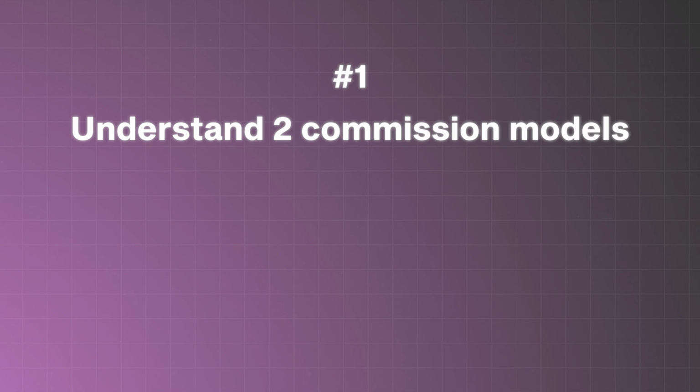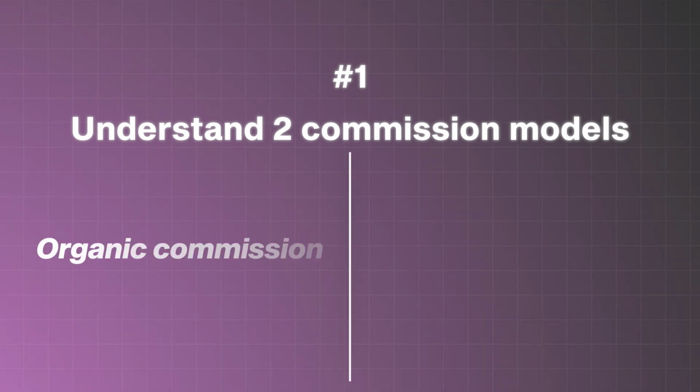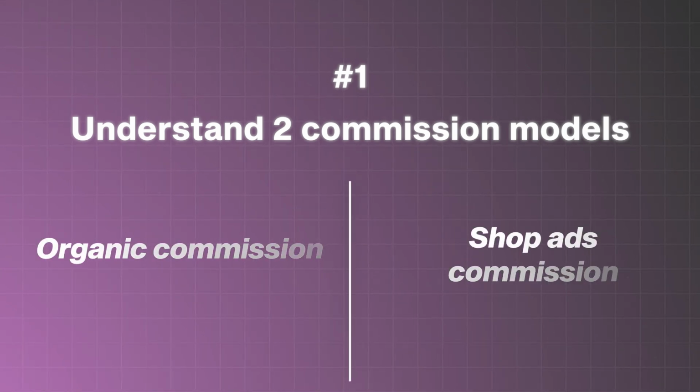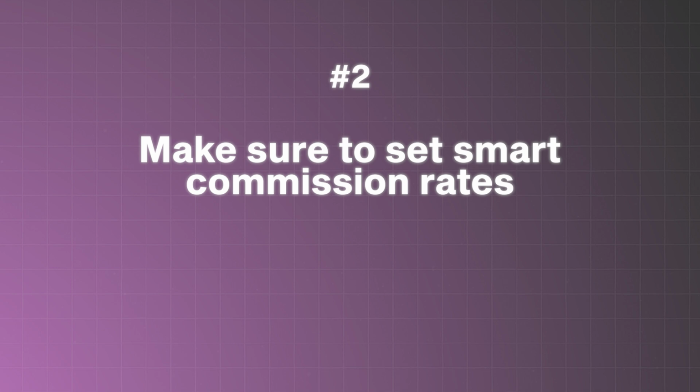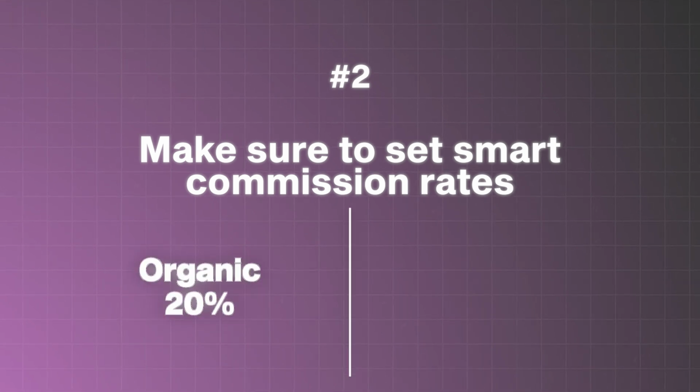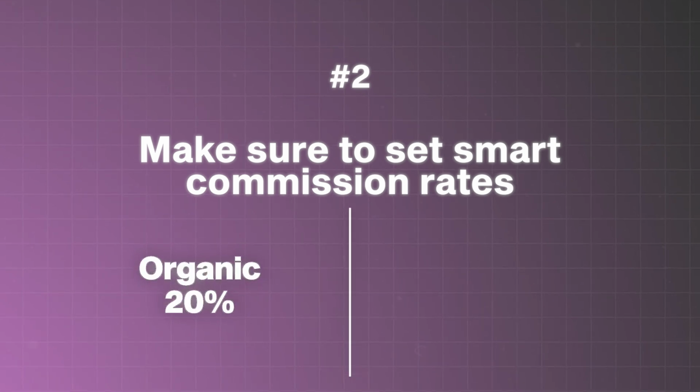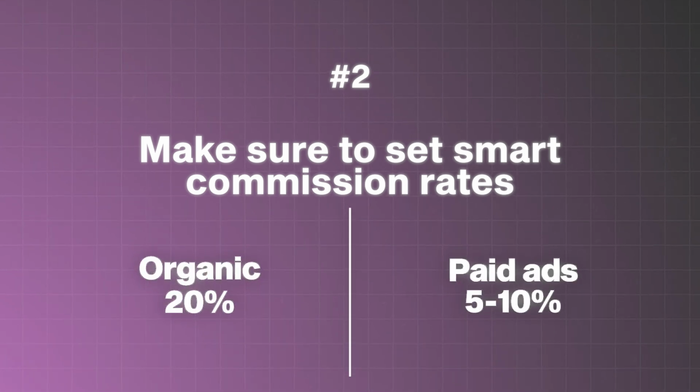So let's land this plane here. If you want to crush on TikTok Shop, remember these 5 key takeaways from today. Number 1, understand these 2 commission models. We have organic commission versus Shop ads. Number 2, make sure that you're setting the smart commission rates. 20% for organic, which I really highly recommend, and only 5 to 10% for paid ads.